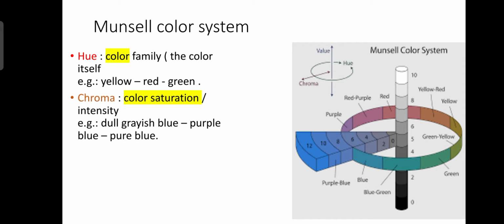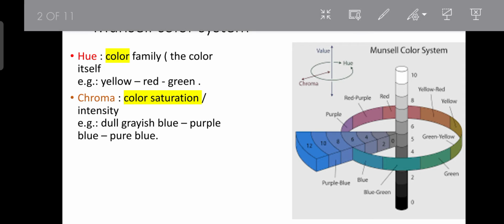The second component is chroma. Chroma means the color saturation or color intensity. If I want to describe the blue color, it starts from a dull grayish blue to purple to pure blue. This is the chroma of the blue, the color saturation or the intensity of the blue color.